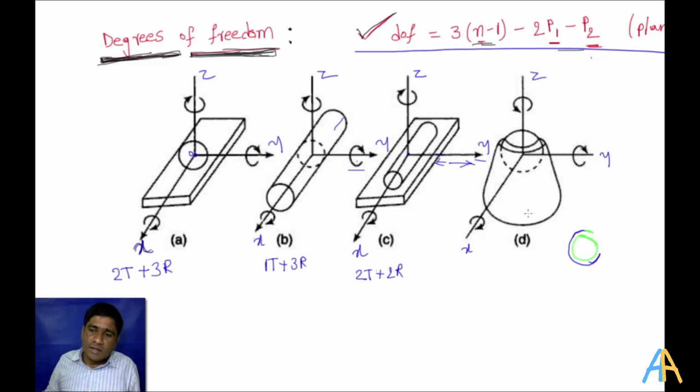So it cannot translate in the x-axis, y-axis or z-axis, but it can rotate about the x-axis, y-axis, z-axis, because this sphere is not attached or not fixed to this groove. So it can rotate about x, y and z-axis. So here 0 translation plus 3 rotations. And if we have, in any mechanism, this type of arrangement, then that can be called a ball and socket joint. This sphere is a ball and this groove is called a socket. So ball and socket joint.